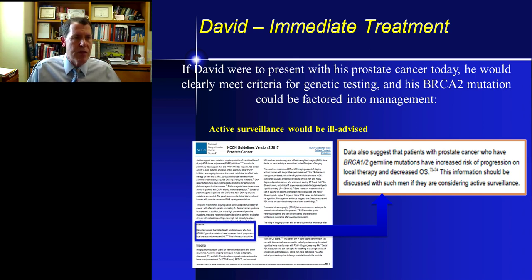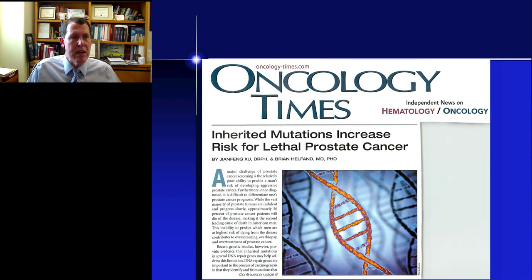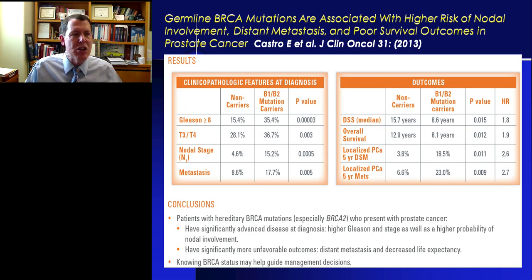And so, we see this headline, inherited mutation, increased risk for lethal prostate cancer. And that's referring to this study from Castro et al. This was published in JCO in 2013. And the key teaching point is that patients with hereditary BRCA mutations, especially BRCA2, who present with prostate cancer, have more aggressive, more risk of advanced disease.